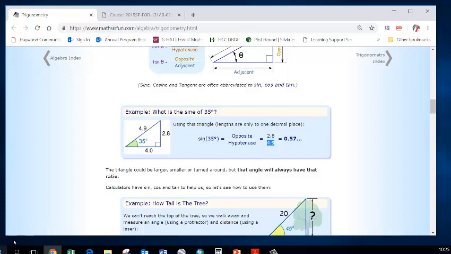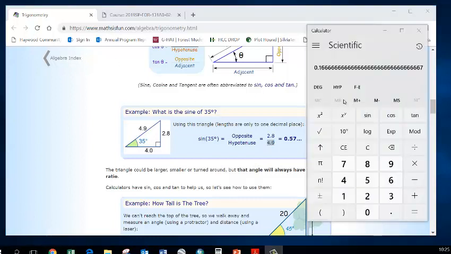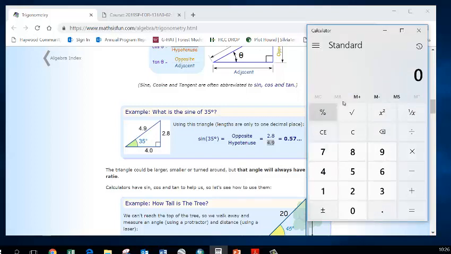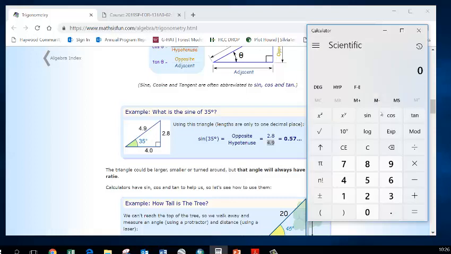I'll give an example. Every computer has a calculator on it. When you open up your calculator, it might look like this and say standard, but you can convert that to scientific, and then you have your sine, cosine, and tangent functions. So here is that 35, and I just hit the sine, and voila, there's the 0.57. That's all it's doing.